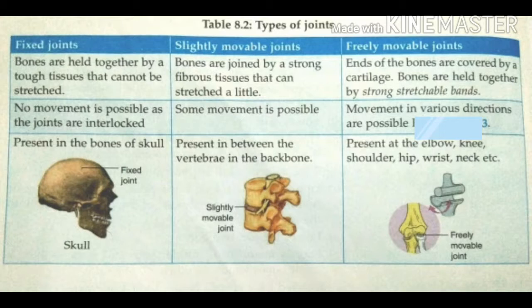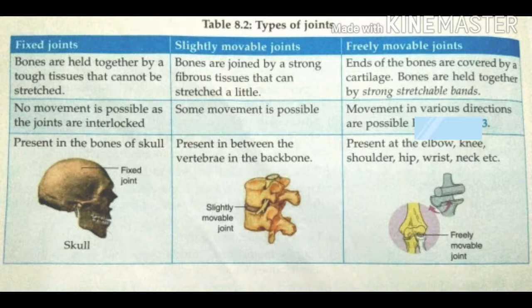First we'll see fixed joint. Bones are held together by tough tissues that cannot be stretched. In slightly movable joints, bones are joined by a strong fibrous tissue that can stretch a little. Fixed joint cannot be stretched. Slightly movable joint can stretch a little.